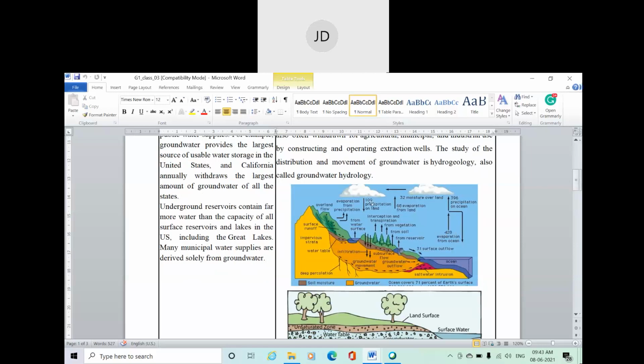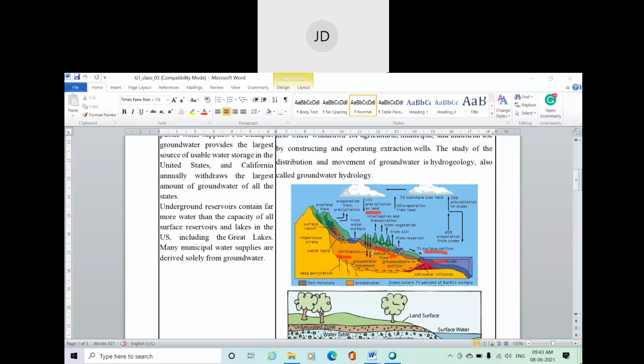You can see that from the total 100% precipitation, that means a particular amount of water coming as rain, 100% on the land, some part flows as surface runoff. They are all surface runoff and finally reach the ocean. This is surface outflow or surface runoff. And some part of the precipitation, that means the rainwater, penetrates into the ground as infiltration.